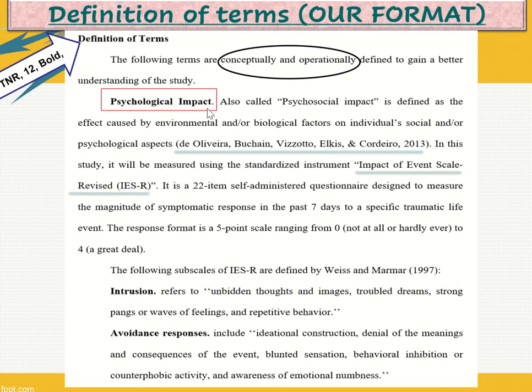So the first one, psychological impact. And then this is defined as the effect caused by environmental and or biological factors on individual social and or psychological aspects. And these are the authors or the word, the definition is borrowed. So again, meron tayong citation. Proper citation must be observed for conceptual definition. So alam mo ng conceptual siya kasi binarrow siya and it was defined conceptually. And then, alam mo na operational definition yung kasunod kasi this is the title of the instrument.